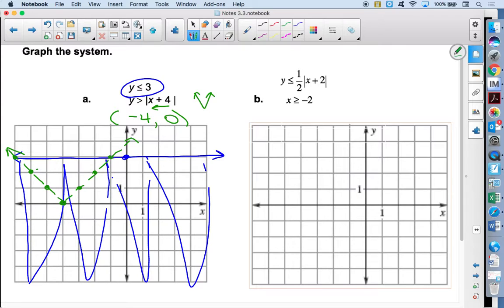Oh, I'm wrong. So I moved over to 4. I moved left 4. I put a point. My slope is 1, so I went up 1, right 1, up 1, left 1.